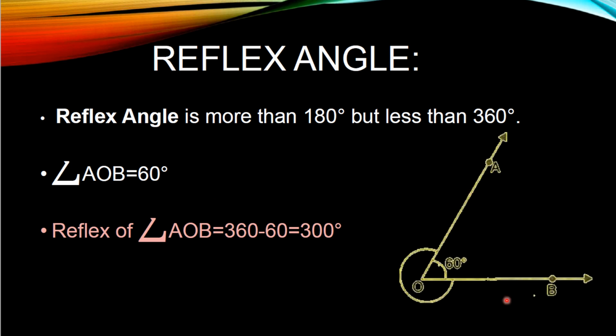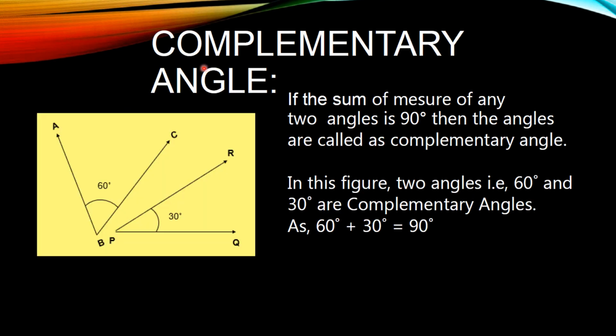Observe this figure, my dear children, angle AOB. Here inside this angle is acute angle, but here outside this angle AOB, reflex angle AOB is 360 minus 60, that is 300 degrees. The measure of angle AOB, the reflex angle AOB is 300 degrees. Understood this example, my dear children? Right. Now come to the next type of angle, complementary angle.